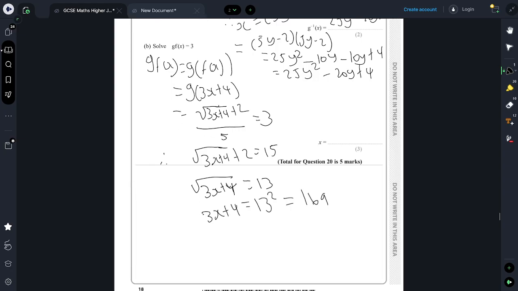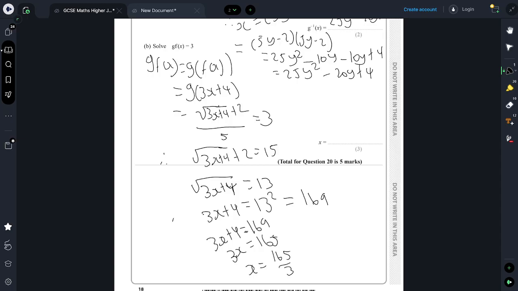If you're struggling with that, just do a quick long multiplication over here. 3 times 9, 3 times 1 is 3, add a 0, 1 times 3 is 3, 1 times 1, add them: 9, 6, 1. Cool. That's if you're stuck working out 13 squared. Don't be afraid to use mental methods like that if you're struggling. But anyway, 3x plus 4 is 169. 3x on its own is 169 minus 4, 165. So that means x is 165 over 3.